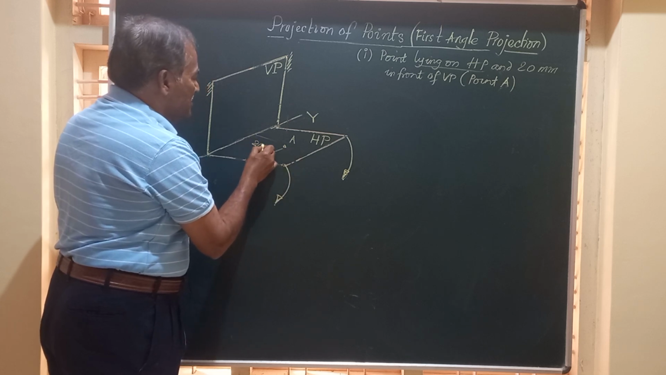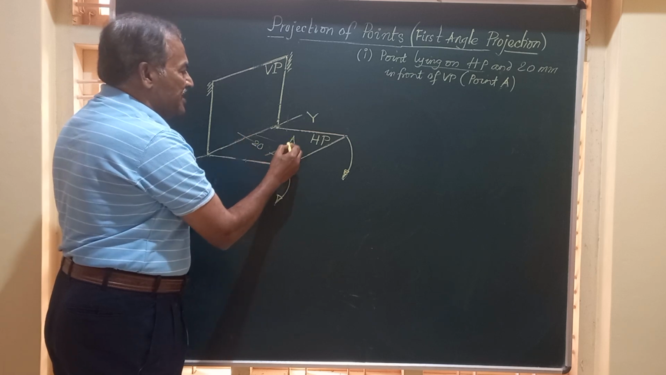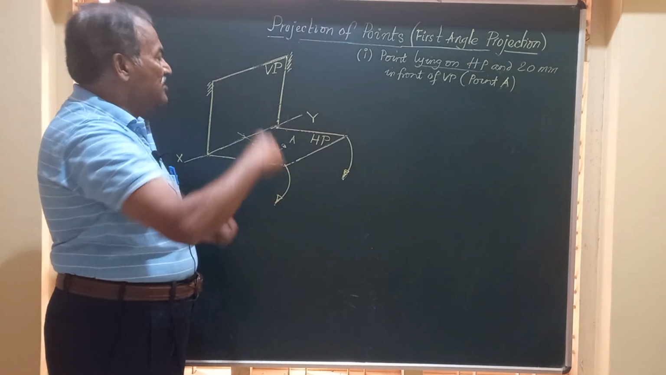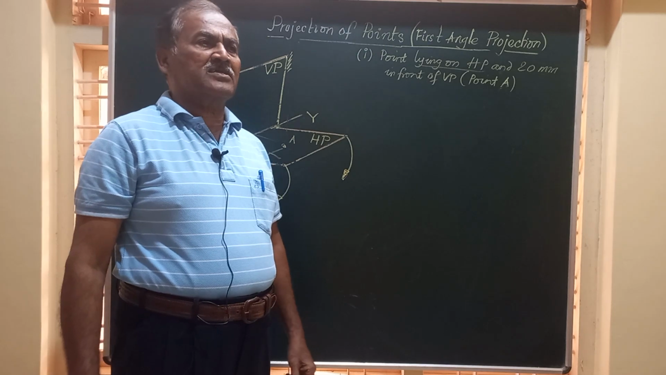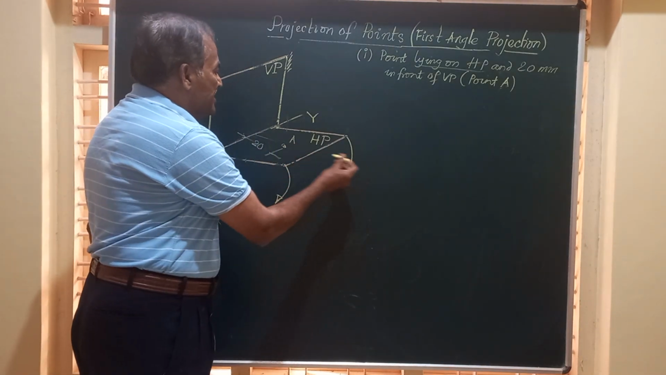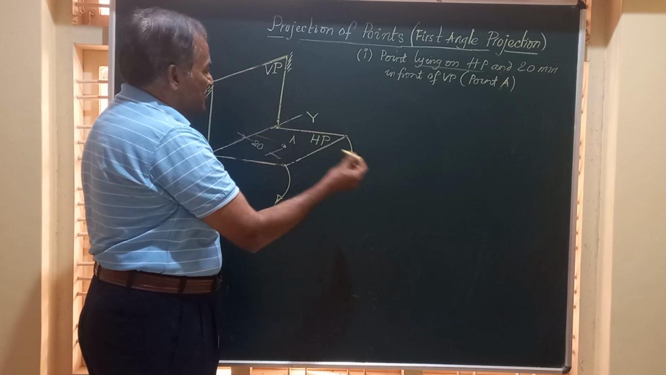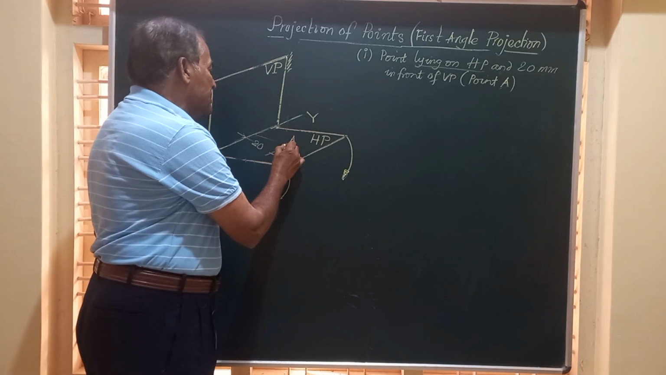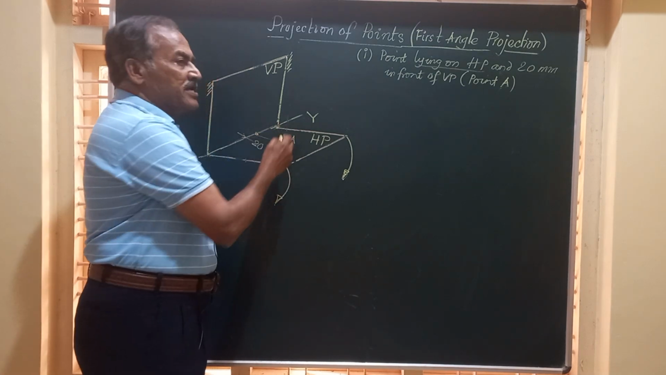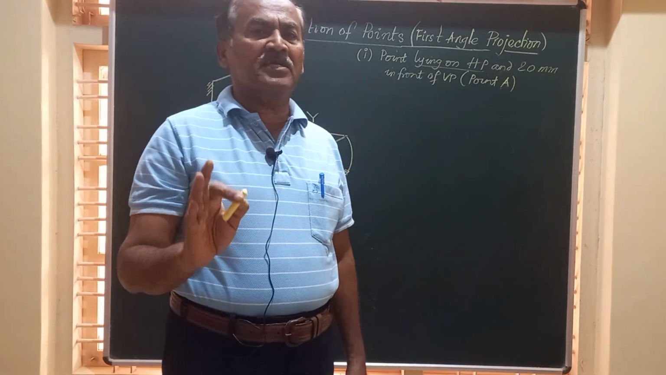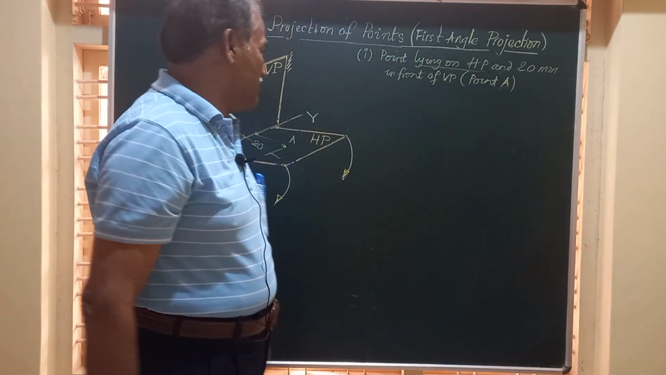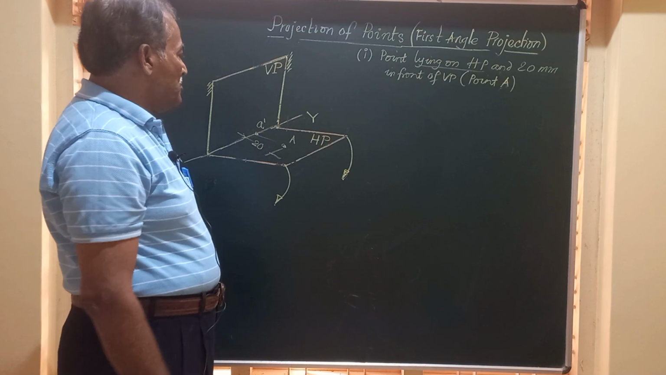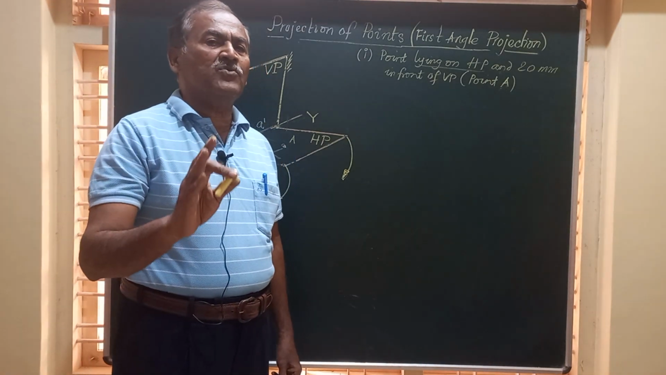So I will show here, there is a point A, capital A, which is lying on HP and at a distance of 20 mm from the vertical plane. So friends, when you see this point in the direction perpendicular to this, that's called the orthographic projection. The shadow of this point falls on XY. XY, as you can see, is the line of intersection of VP and HP. So here, the point you get is A dash, and A dash represents the front view of the point.